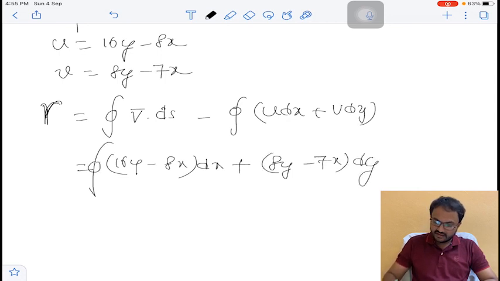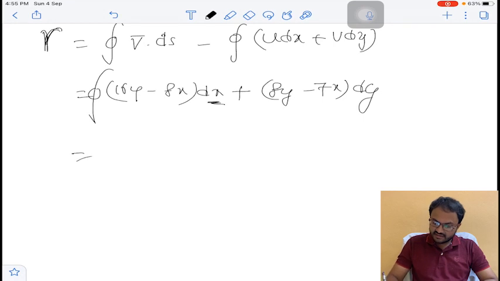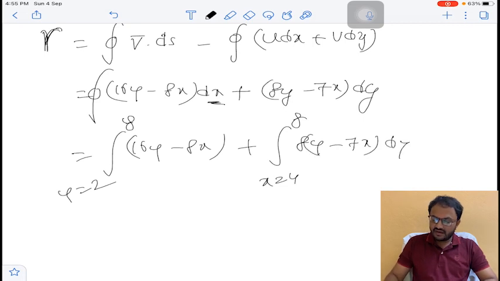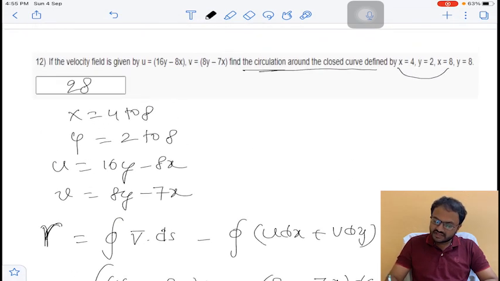For this line integral, the limits of y are y equal to 2 to 8, and the limits of x are x equal to 4 to 8. If you analyze this, you will get the value as 288. So 288 units of circulation by the given equation. So the answer for the last question is 288 units. Okay, thank you.